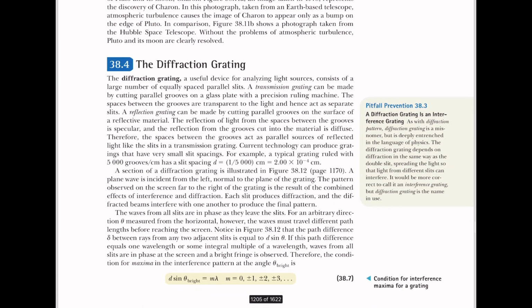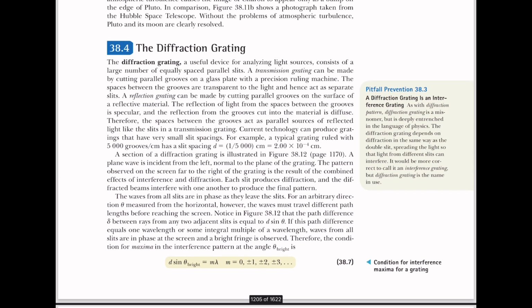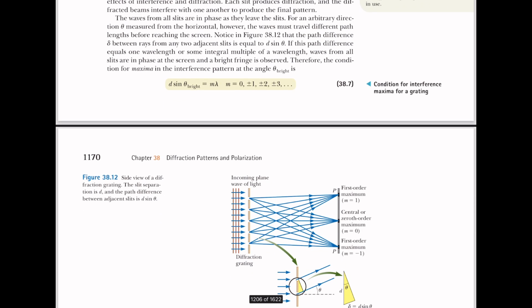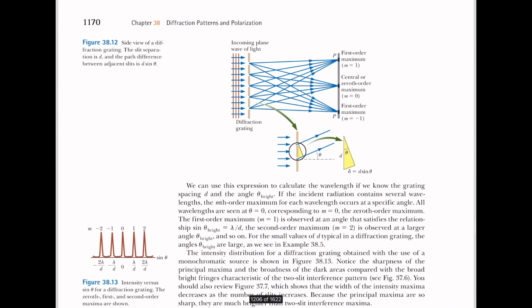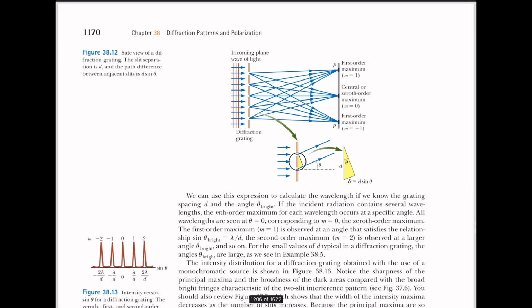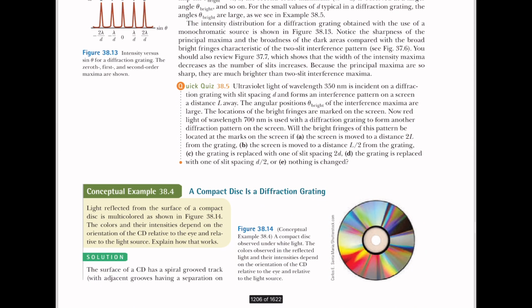Let's take a look at the timer. 1 minute and 3 seconds. The diffraction grating. A useful device for analyzing light sources consists of a large number of equally spaced parallel slits, a transmission grating. Okay, we can't read all of that. Yellowed out equation, condition for interference maxima for a grating.